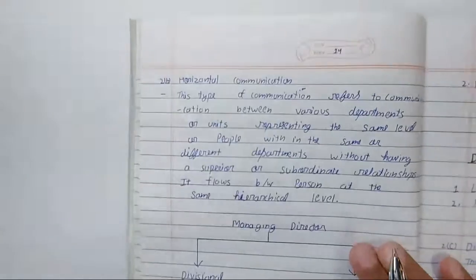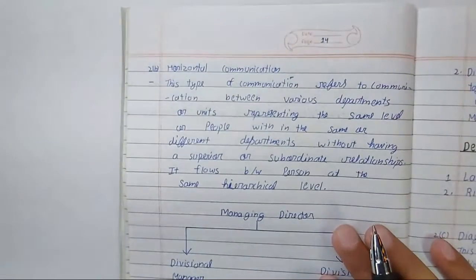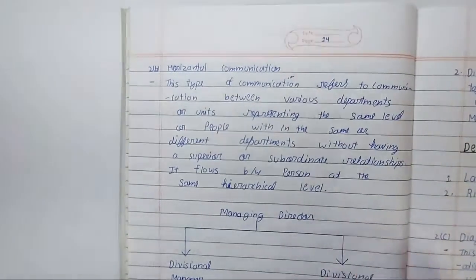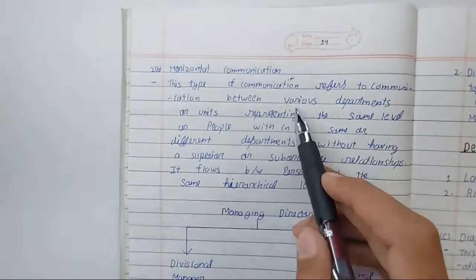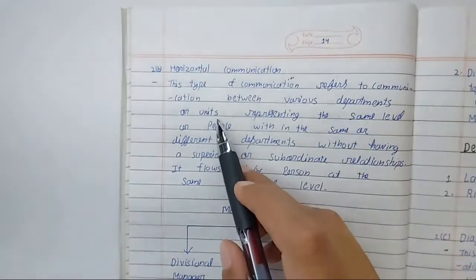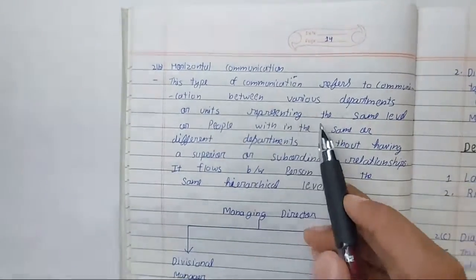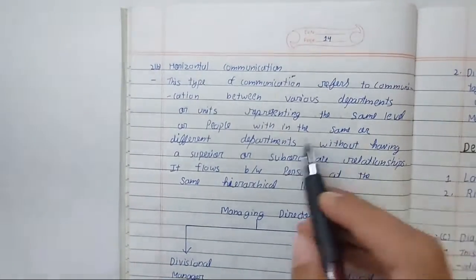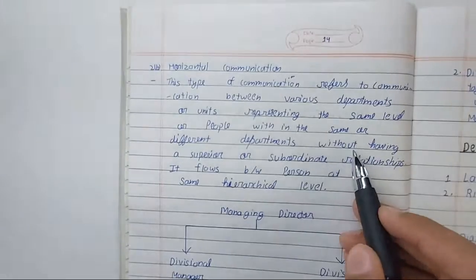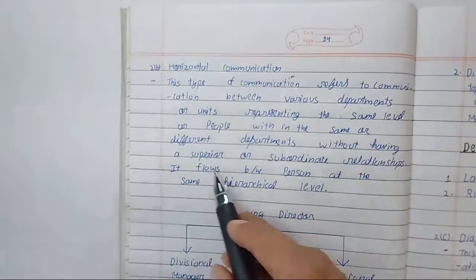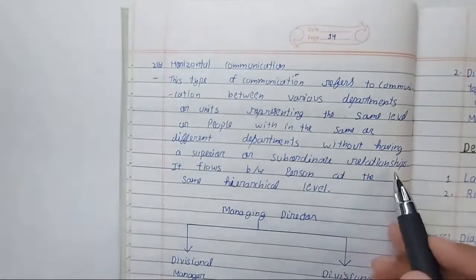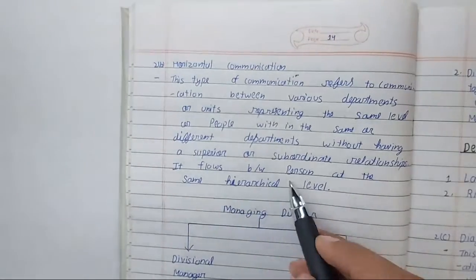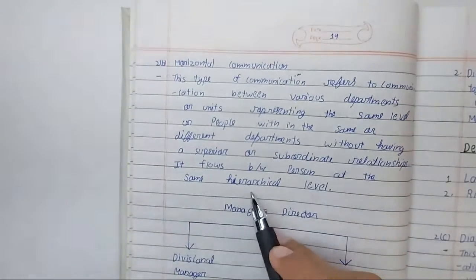Horizontal communication. This type of communication refers to communication between various departments or units representing the same level, or people within the same or different department, without having a superior or subordinate relationship. It flows between persons at the same hierarchical level.